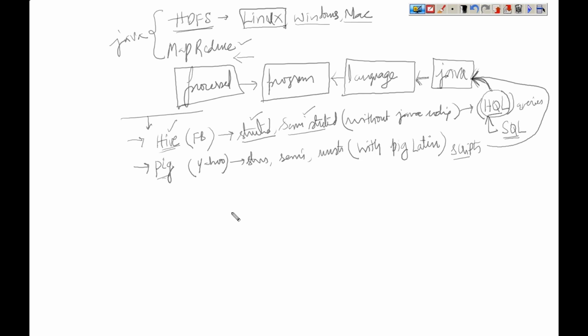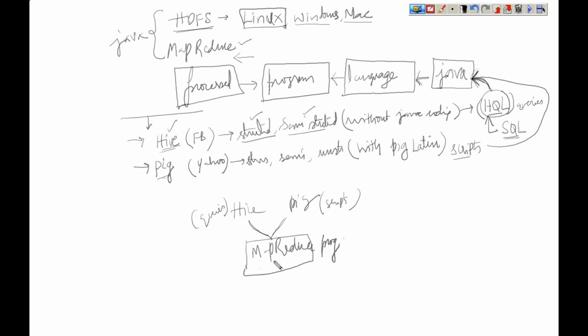In turn, the Pig script is again converted into a Java program. So the ultimate thing is, whether you are using Hive or Pig, whether it is Hive queries or Pig scripts, both internally will be converted into a MapReduce program. So we can escape from MapReduce programming here. You can directly use MapReduce programming if you are good at Java. Otherwise you can use Hive or you can use Pig.